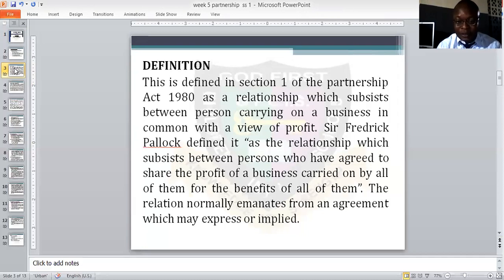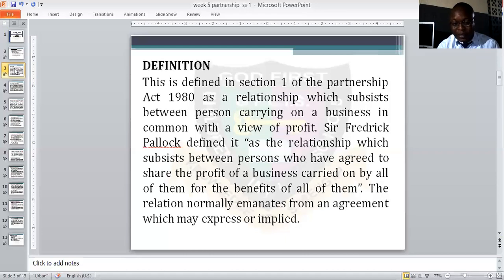But Sir Frederick Pollock also defined it as a relationship which subsists between persons who agree to share the profit. So that means there must be an agreement in the partnership for the partners. They come together for the benefit of all, and the benefit of all is to make profit together or to make loss together, in case they make loss.